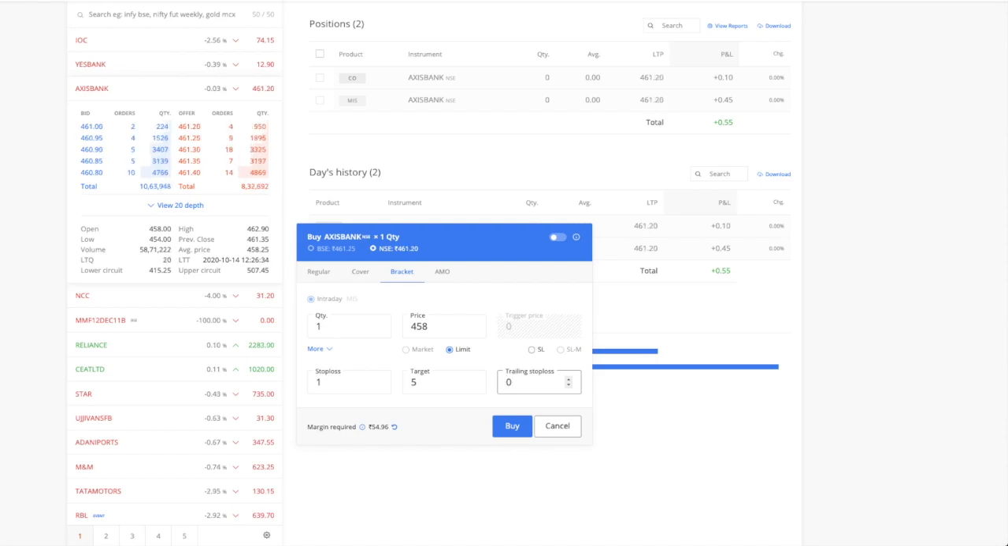So rather, what I do is I manually trail my stop losses. Every time there is a significant move, every time there is a considerable move, since I'm always in front of the screen, I manually modify my stop loss. I trail my stop loss manually. I have shown you how you could modify your stop loss, right? So you could do that. That would be a better option rather than using a trailing stop loss.